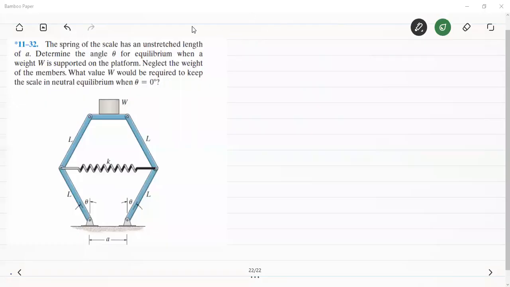Let's look at one more problem. It is an unsolved problem in the R.C. Hibbeler. It reads that the spring of the scale has an unstretched length of A. Okay, so one can see here, this is the length A, and this is also equal to the unstretched length of the spring. Therefore, if I extend this line, this is the unstretched length of the spring.